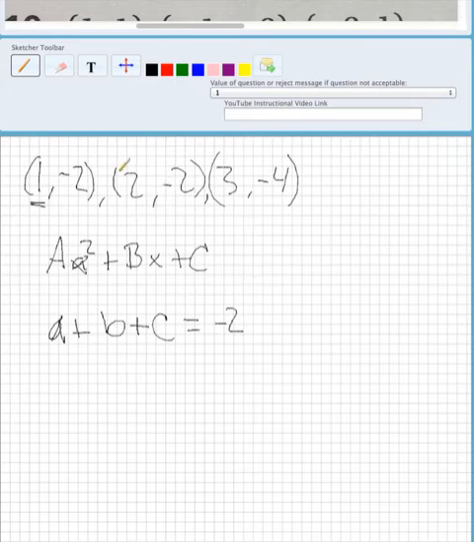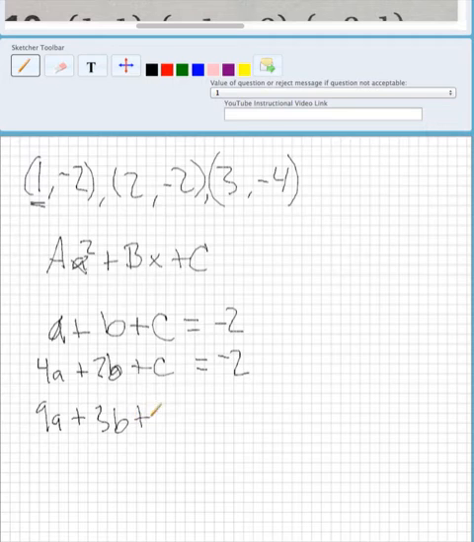We're going to do the same thing with this point now. It's going to be 2 squared times a, so 4a plus 2b plus c equals, we're putting in the same y term right here. So now we're going to use 3, which is 9a, 3 squared a plus 3b plus c equals -4.